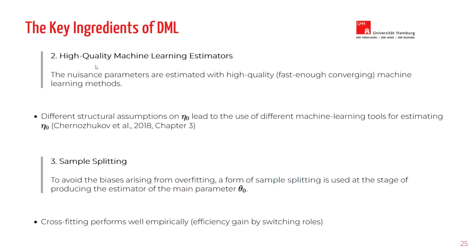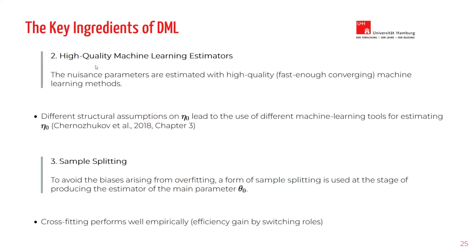So the first key ingredient, I think this is the most complicated one, is this orthogonality. So remember, think of this as achieving orthogonality to this machine learning bias, the regularization bias that's introduced in machine learning.